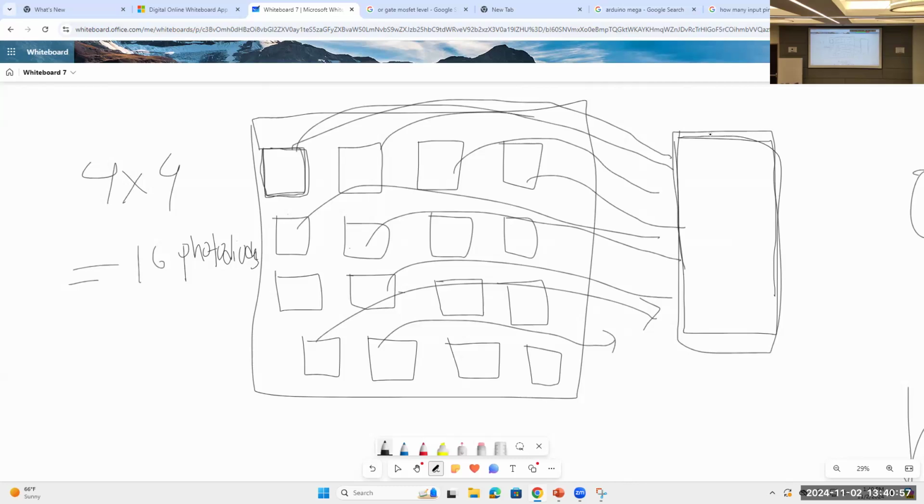This Arduino Mega will be connected to control this, because Arduino Mega is a small computer. It does not have any display. So to control this Arduino Mega, we will be connecting it to a computer. Any computer can be connected to the Arduino Mega via the USB port. The Arduino Mega has a USB port, so we will do some coding.